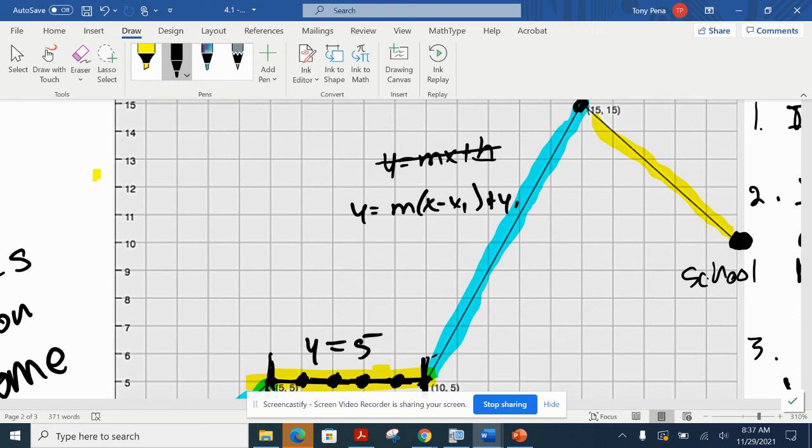All right, Joel, what did you get for the slope of that line? 2. Good. Up 2, and then right 1. Up 2, right 1, up 2, right 1, up 2, right 1. So he said the slope is 2. So for the slope spot, I'm putting in a 2.